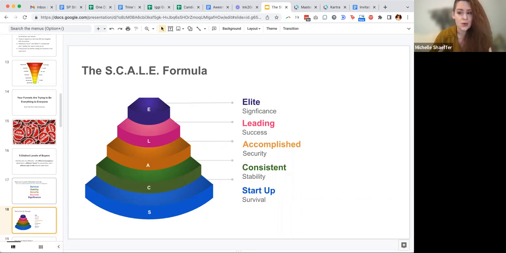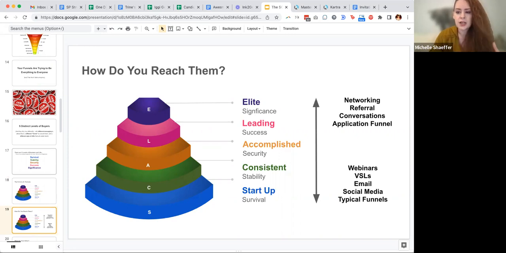And you've got to know who you're speaking to, because if you're looking to target mass market startup survival mode businesses, language and the offer is very different, and the funnel, and we'll get into that more, versus leading or elite, for example. Totally different buying triggers, totally different reasons that they're going to say yes, and totally different things that will catch their attention.